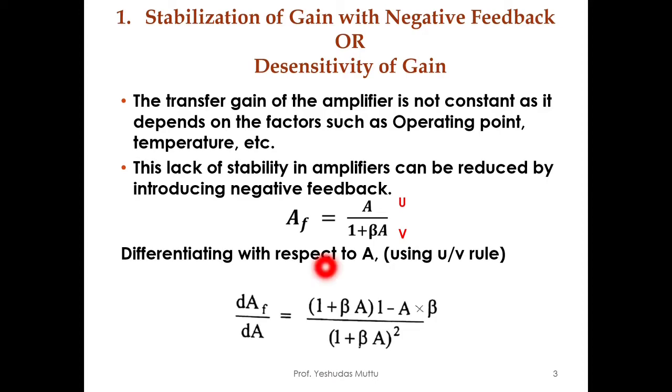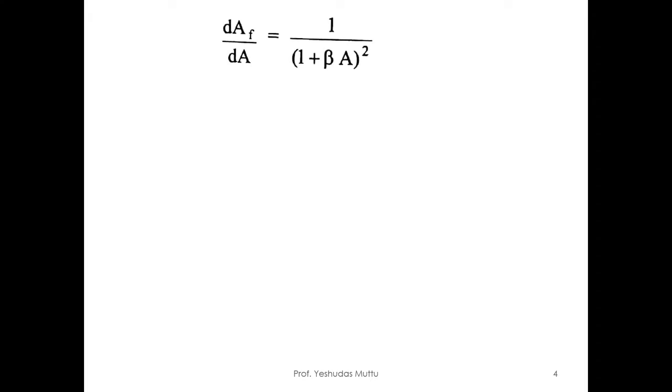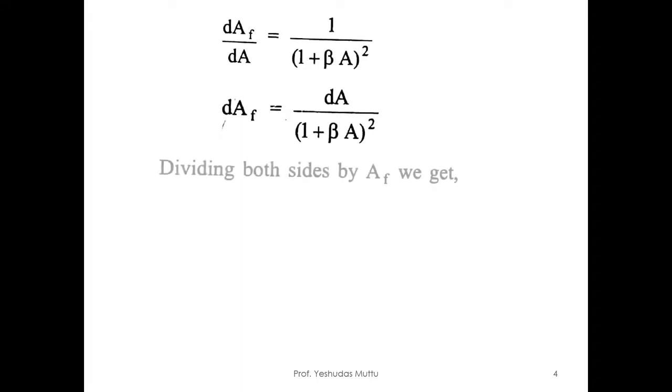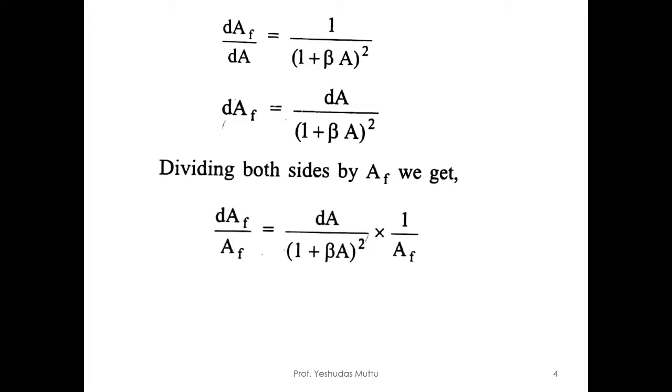Now just have a look over here, there is beta A plus beta A, here there is minus beta A. So this will get cancelled off. So on the numerator there will be only 1. This is what I just now spoke. And what I will do is take this dA over here, and now divide both the sides with AF, that is gain with feedback. Over here as well as over here you can see both the sides we have divided by AF.